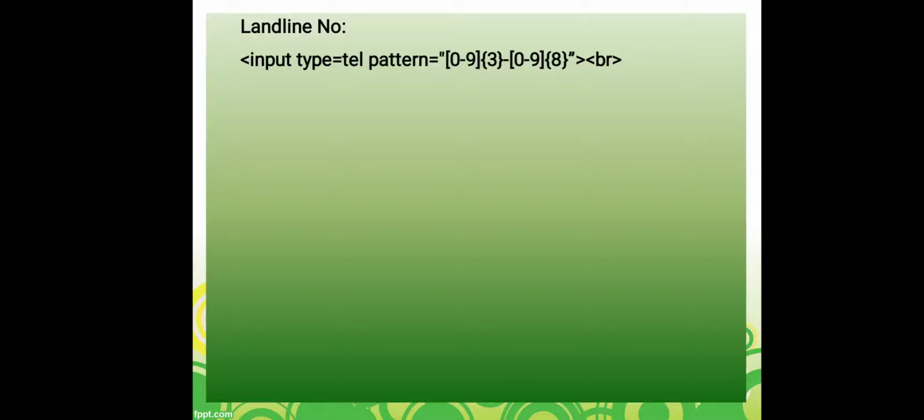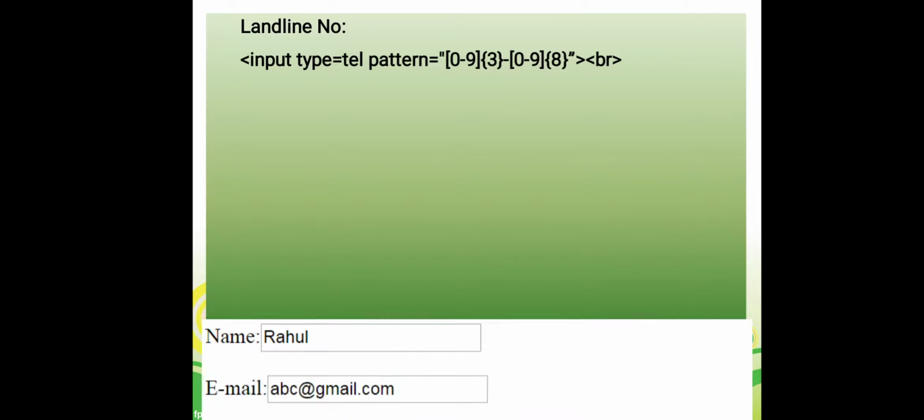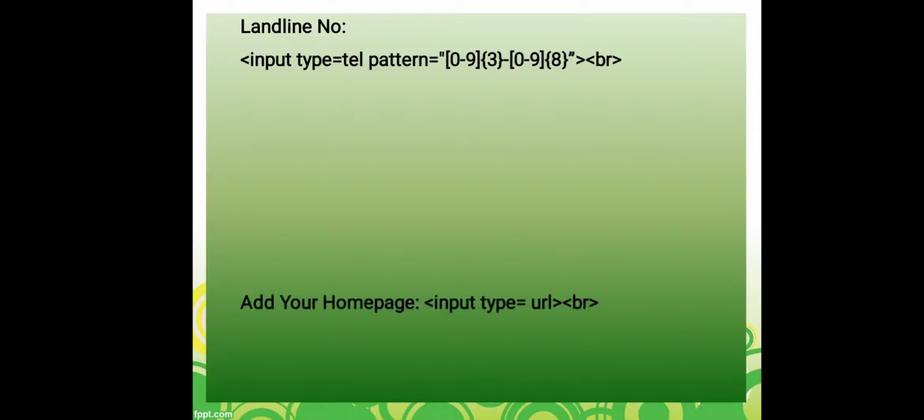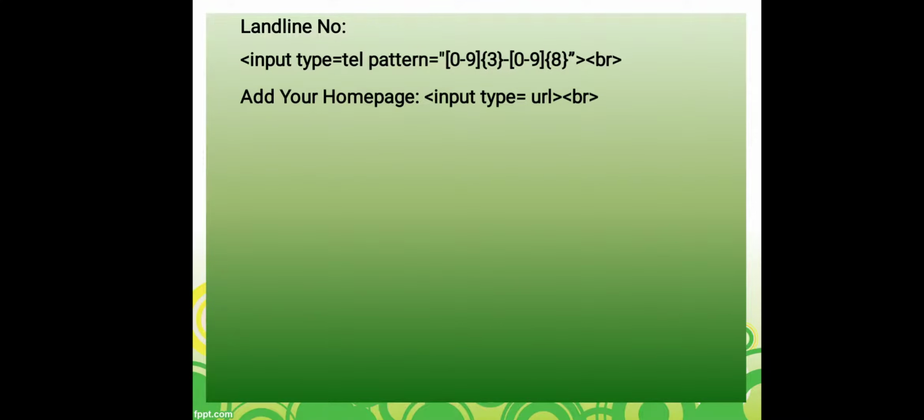So let us move to the next control. Then what was the next control? Add your home page. Add your home page means here it is accepting some URL, right? So it will check if the entered value is a correct URL or not. So for that, what will be the code? It will be input space type equal to URL. Simple.